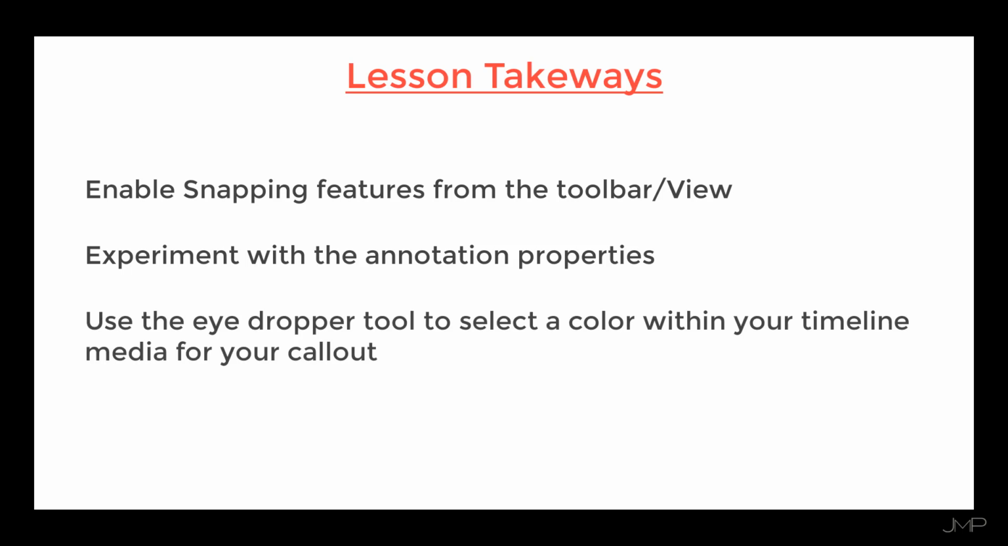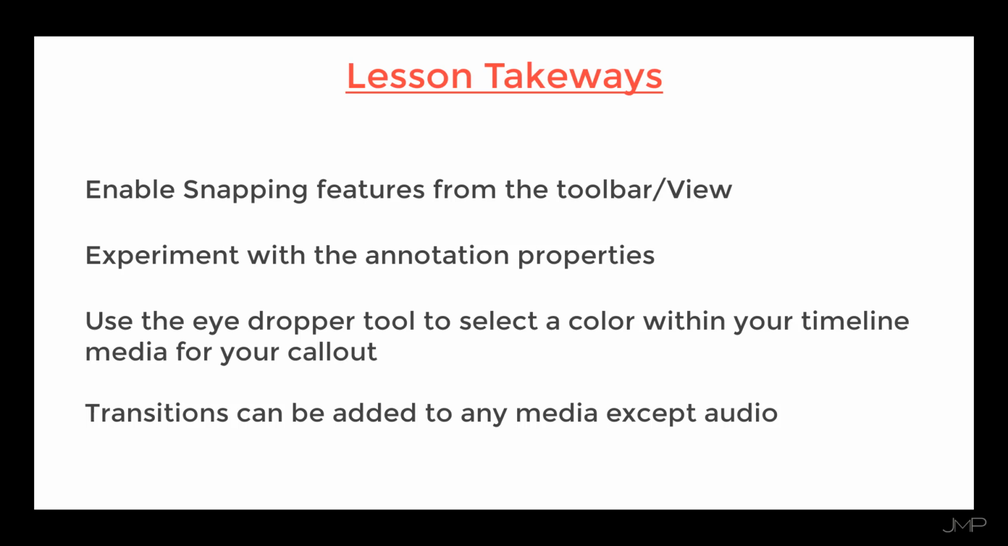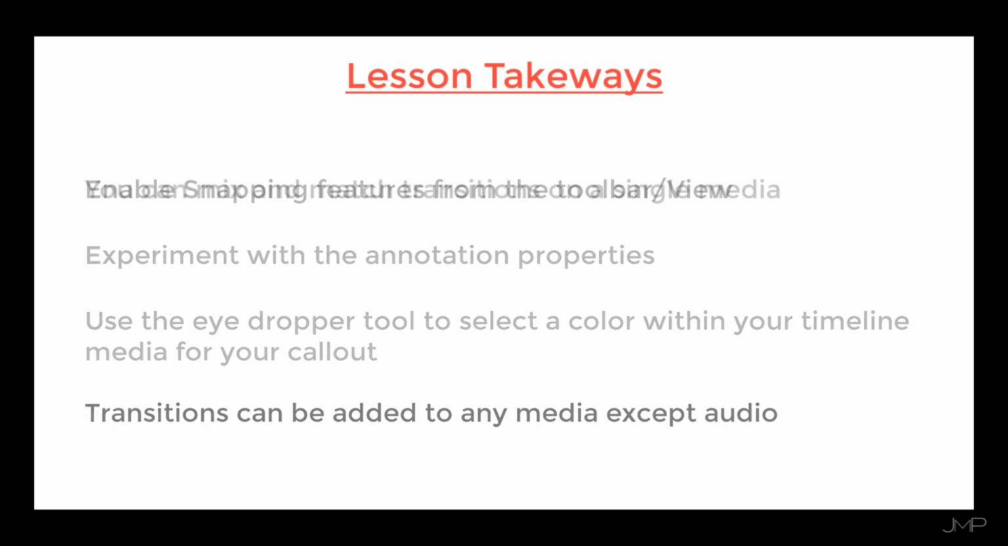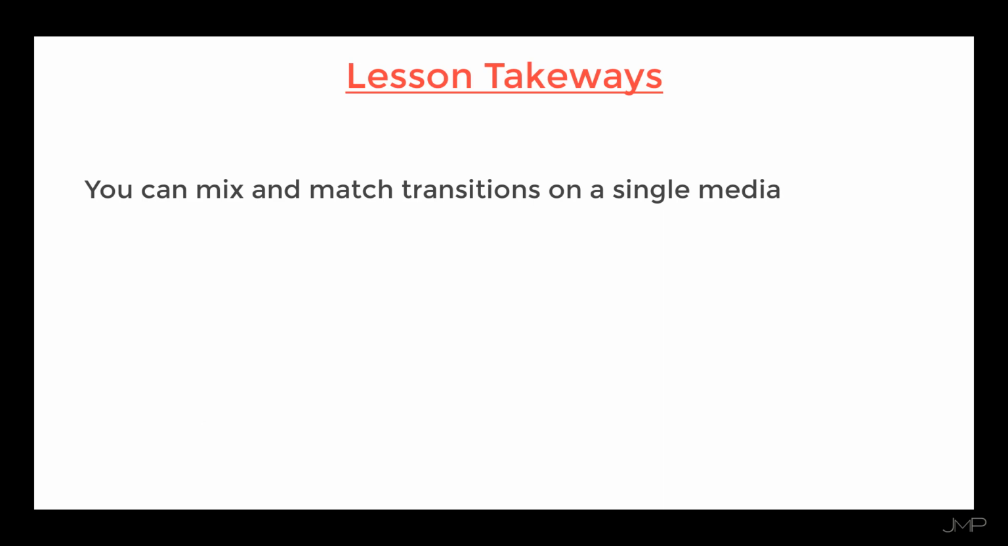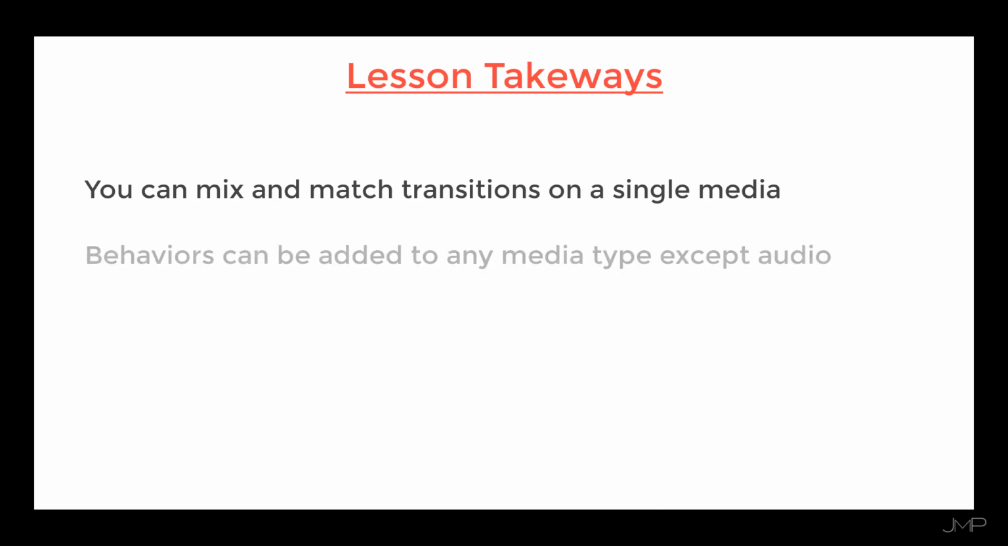Click to activate the callout, then drag the playhead on the timeline to the media that has the color you want. Click the Fill Color box, select the eyedropper, and then click in the canvas on the color you want to sample. You can add transitions to any media except audio. And you can mix and match transitions on a single media.